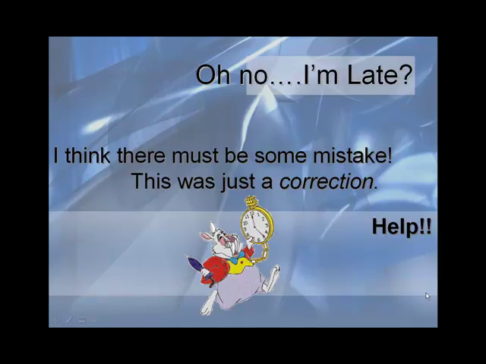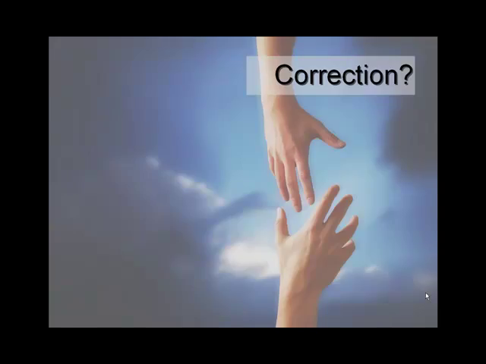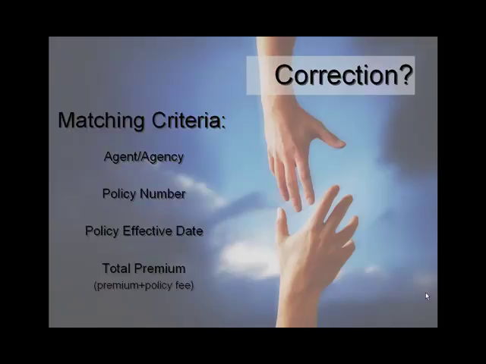In addition to the late filing changes that are discussed in the 2011 late filing seminar available on our main website, we have also made changes to the EFS entry and filing process to assist agencies with the handling of late filings. Every effort has been made within our existing late filers report to keep re-entered policies due to correction off the report, and they will be kept off if they match on the following data elements: agent or agency, policy number, policy effective date, and total premium, which is the premium plus the policy fee.